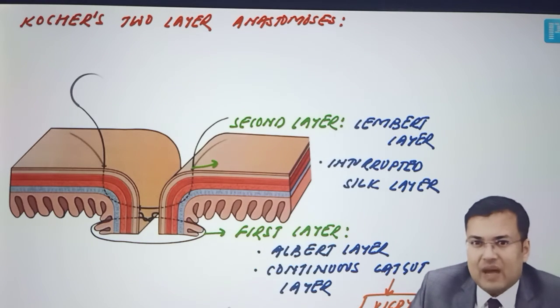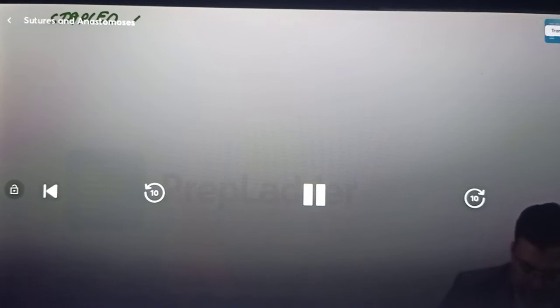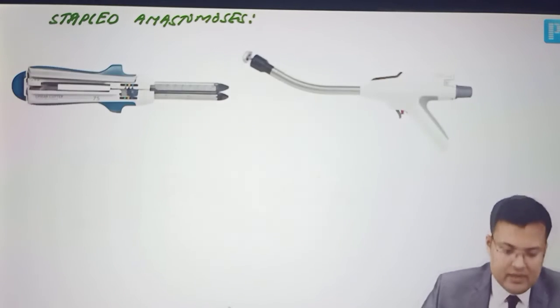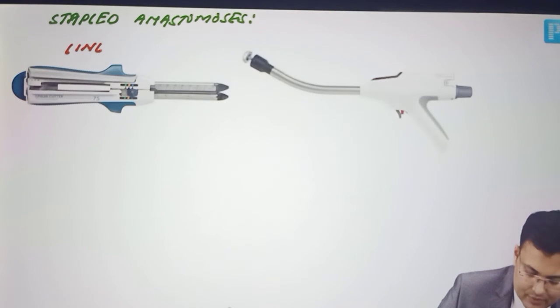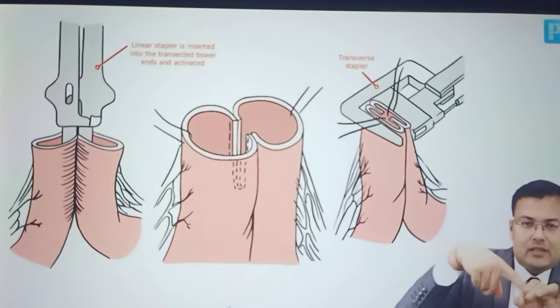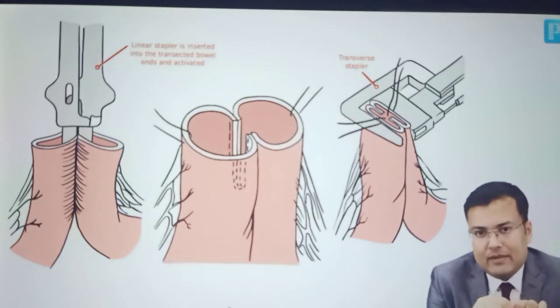The third type is stapled anastomosis. For stapled anastomosis, we usually use two types of stapler. One is the linear stapler and one is the circular stapler. Okay. So see which one is the linear stapler and which one is the circular stapler. Here you can see this is the linear stapler. And how are we going to use this linear stapler? If you see this image, suppose these are the two ends of bowel.